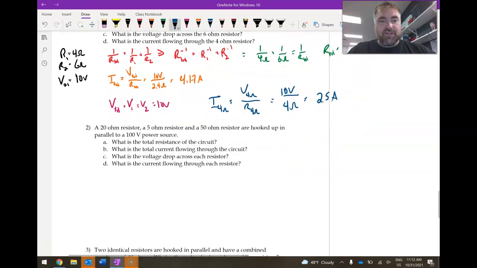Okay. If we take a look at the next one, now we have 3 resistors. So R1 is 20 ohms.